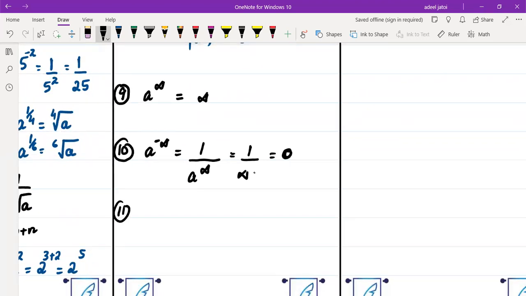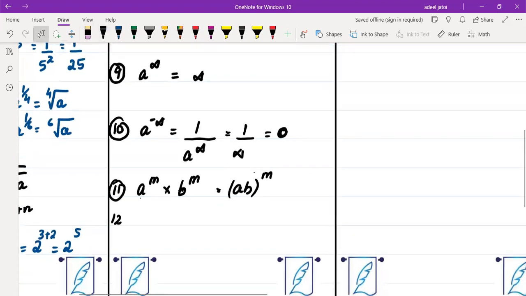Rule number 11. The 9th and 10th rules are not much tested. Obviously, you should be knowing about infinity as well. But still, rule number 11 applies when bases are different and the powers are same. So what we're going to do is we multiply the bases keeping the power same.